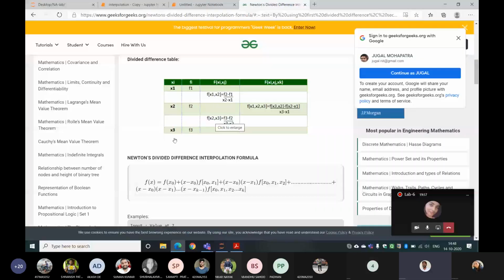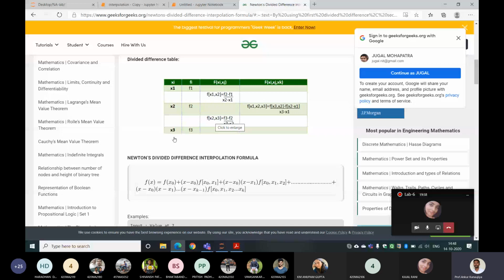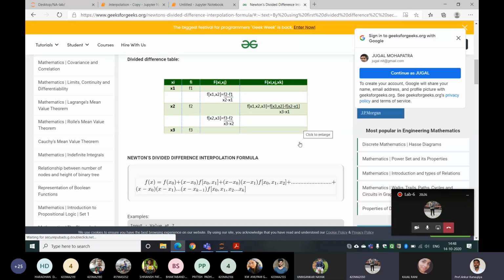So suppose here a total of 3 data points are given and the corresponding function values are given. Then can you tell me how many rows and how many columns will be in this table? Suppose 3 points are given, with corresponding functional values. So how many rows and how many columns? We have 3 rows and 2 columns.